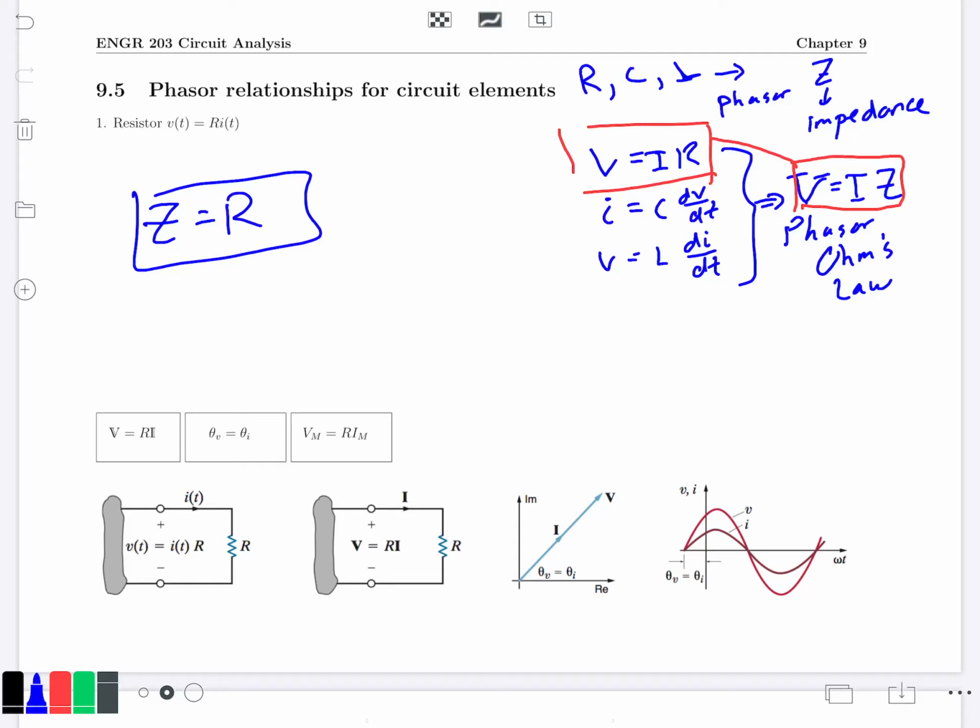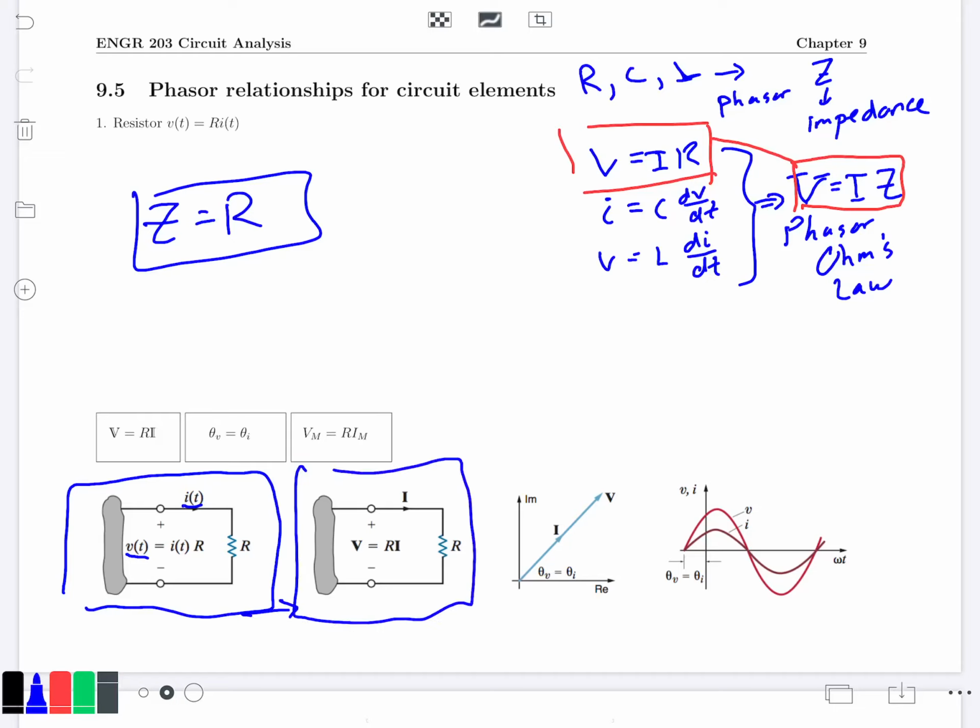However, let's look at the summary down here below. When you have a regular circuit, you have a V of t and an I of t. This is not phasor yet. And then we convert it into a phasor circuit. The way you know a circuit is phasor is because of these capital bold letters here. And when you have phasor voltage and phasor current, the resistor is still just R.